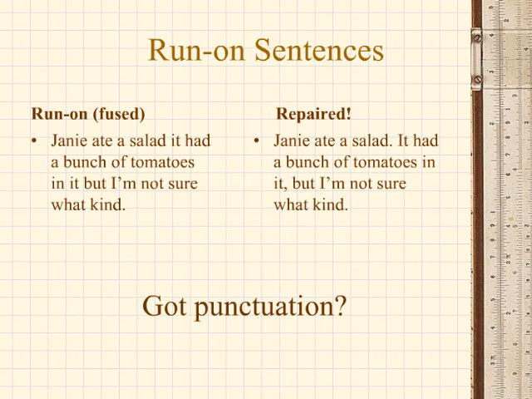Let's move on to added detail fragments. Added detail fragments happen when a sentence does not have a subject and a verb. Here's an example. I want to go shopping today. Especially because there's a sale at the mall. I want to make sure I get a good deal.